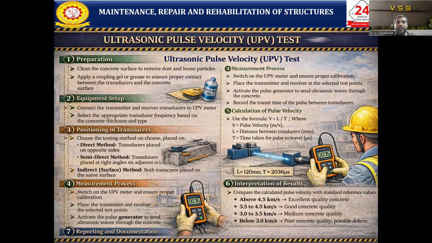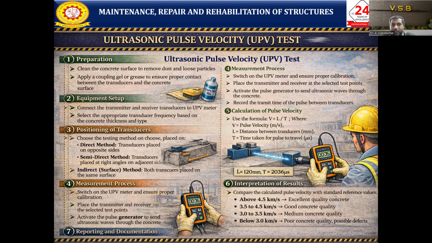How to conduct the UPV test method? Same like the rebound hammer test, surface preparation is also needed. The surface should be clean. We need to remove the dust and loose particles. If needed, we apply gel or grease for smooth transmission from one place to the other, giving proper contact between the transducer and the concrete surface.